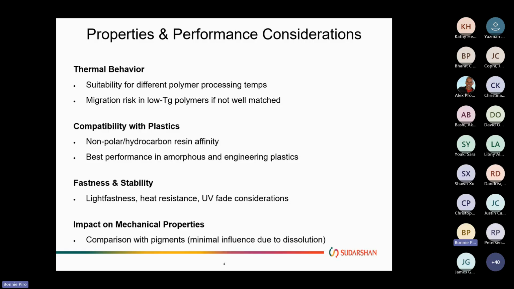Mechanical properties: if the dyes are completely soluble in the polymer itself, there's not going to be any impact on those mechanical properties. Unlike with pigments, which maintain a physical solid structure throughout the polymer and could induce some impact on mechanical properties, as long as the solvent dye is properly dispersed and solubilized, mechanical properties should be fine.